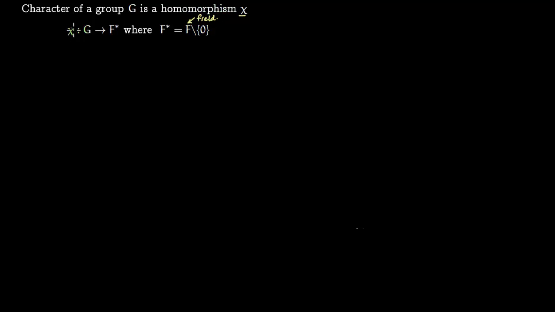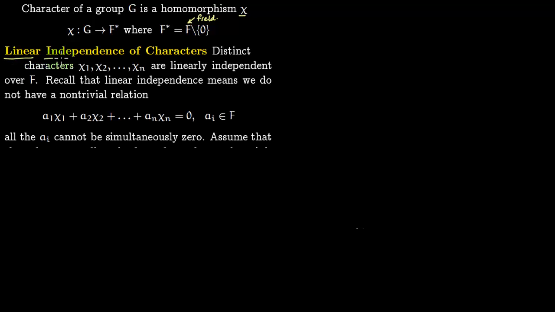So notice that this chi, you can think of it as a function acting on G, and this function is a homomorphism. So the theorem we want to discuss in this lecture is this: linear independence of characters. So say you're given distinct characters chi1, chi2, up to chi-n. So all these are homomorphisms acting on G and they are distinct. Then they are linearly independent. So distinct characters are linearly independent over F.